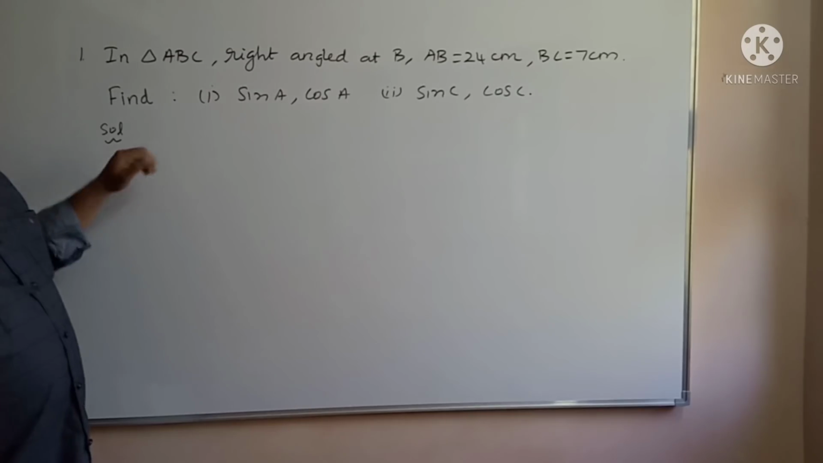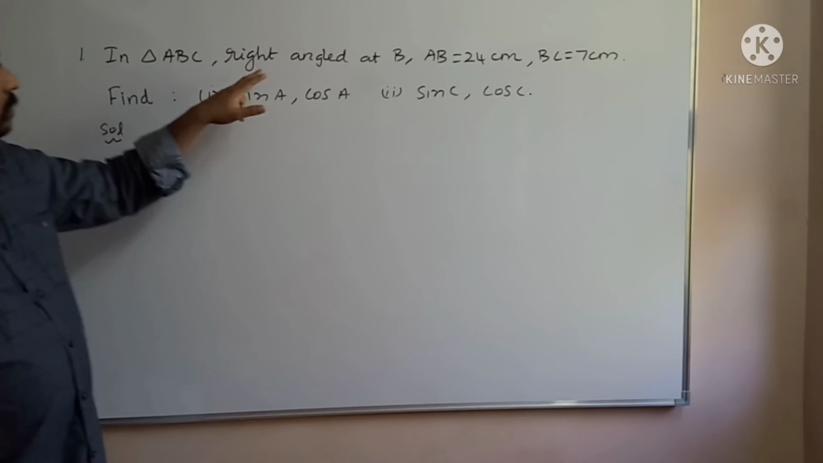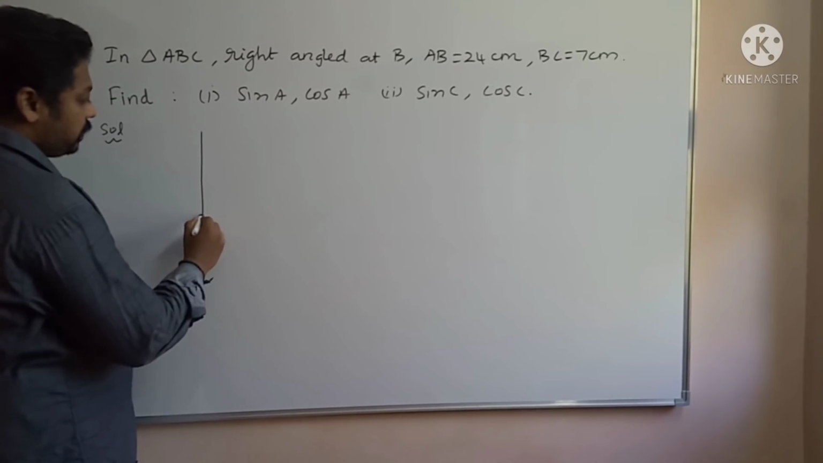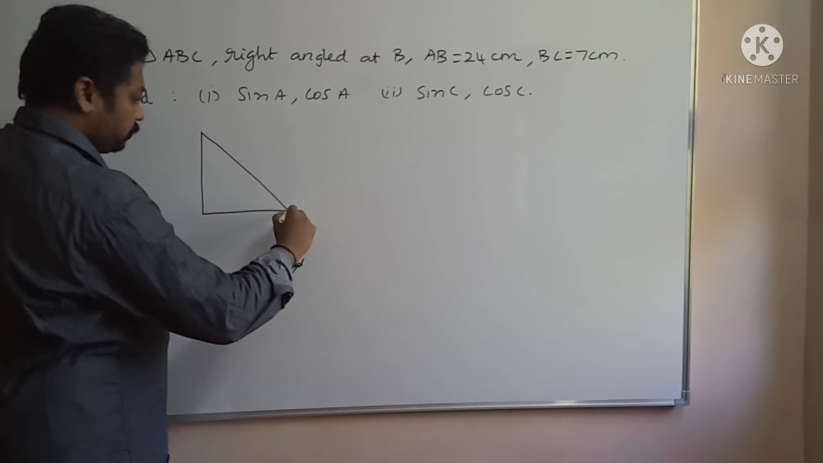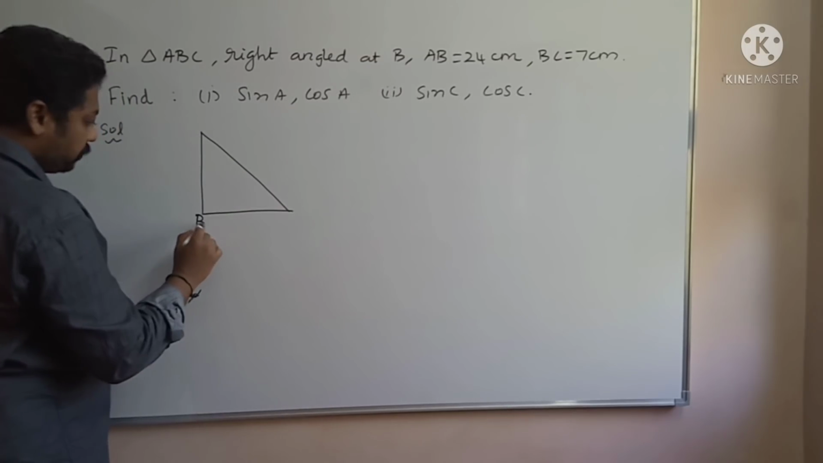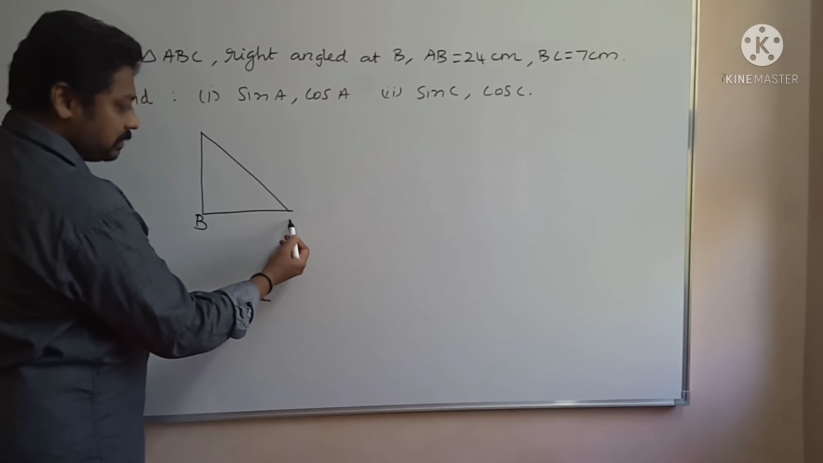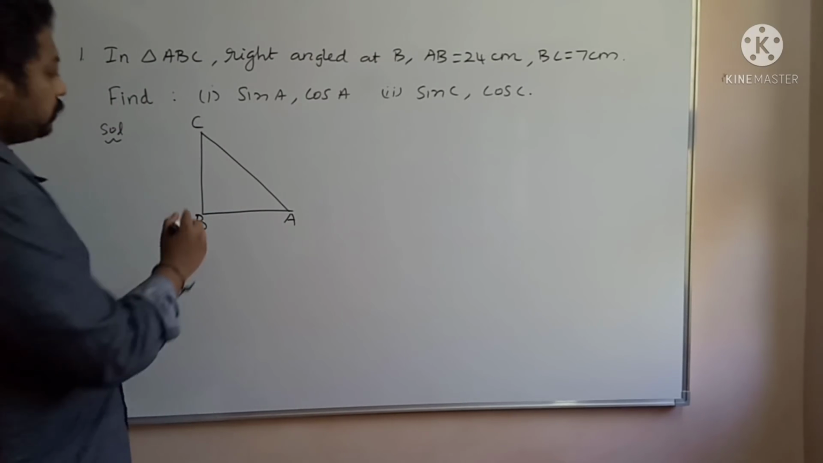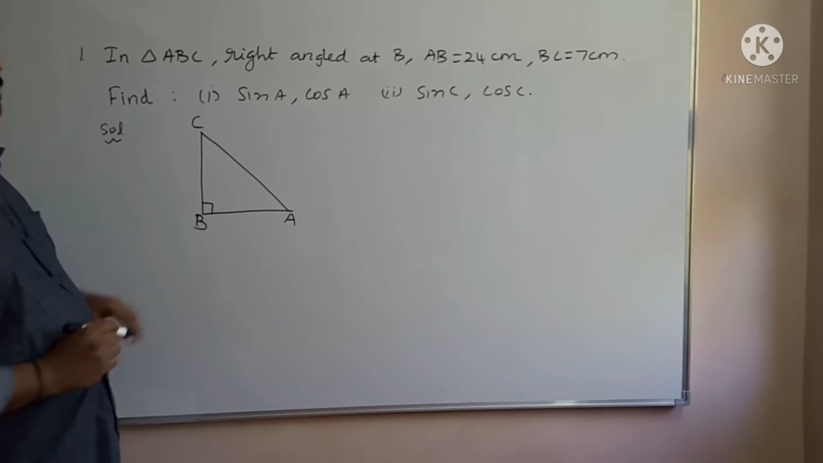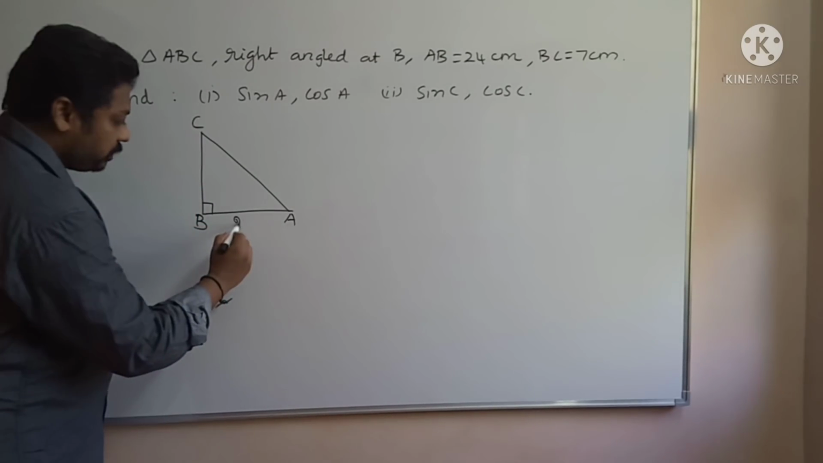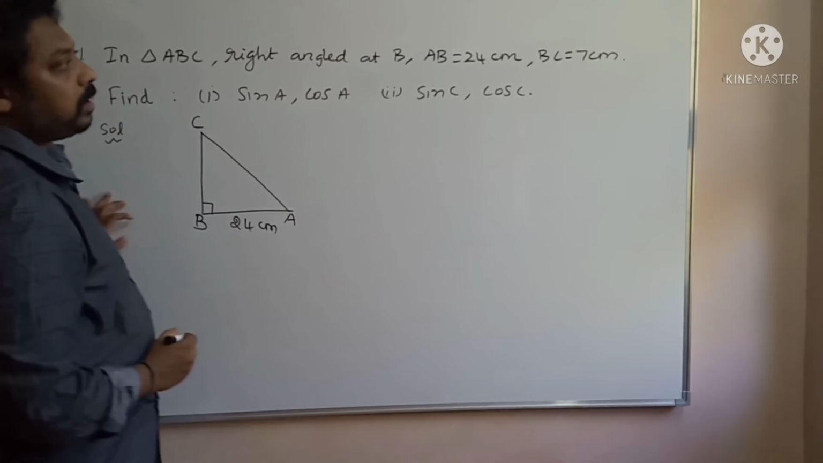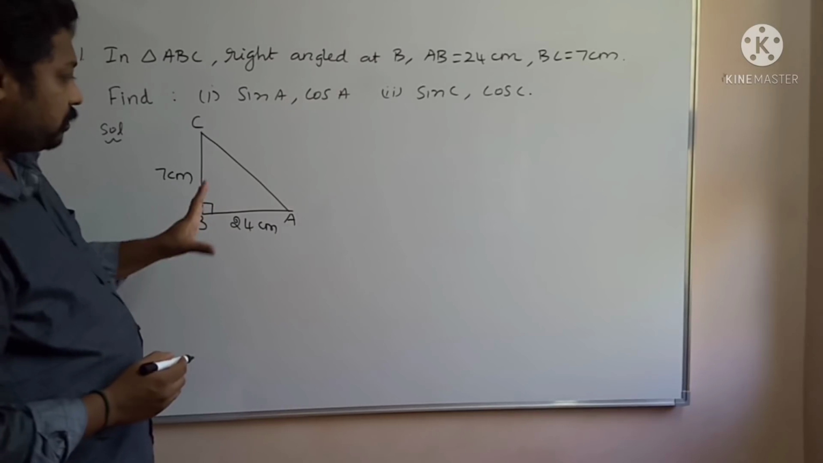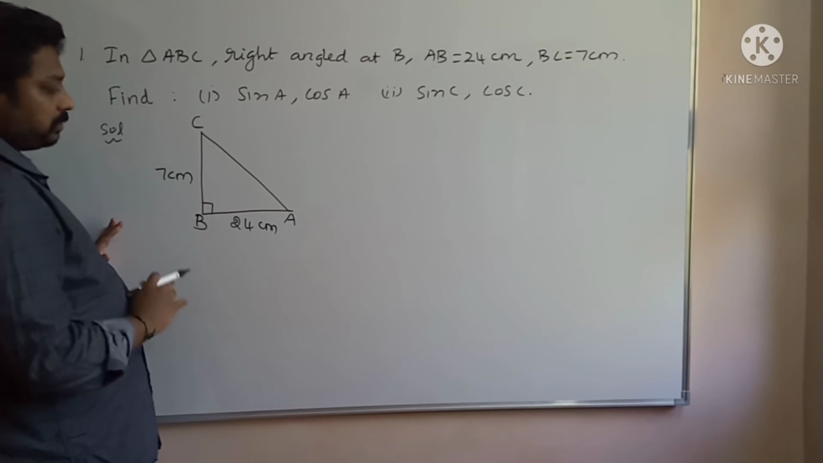First of all, what we have to do? We have to draw a right angle triangle, right angle at B. So this is a right angle triangle, right angle at B. We can take this as A or C. I take it as A, and here I take it as C. So this is 90 degree. AB is given as 24 centimeter, and BC is given as 7 centimeter. If you want to draw, you can draw exactly to this measurement.